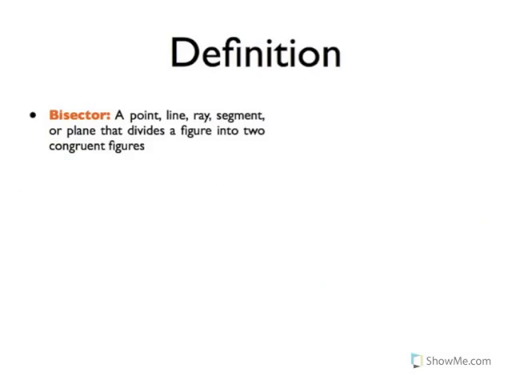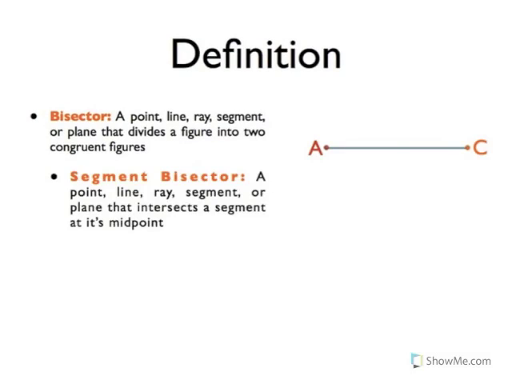And now let's talk about bisector. A bisector is a point, line, ray, segment, or plane that divides a figure into two congruent figures. There is no symbol for bisector, so we'll just use the word bisects or bisector. So a segment bisector is a point, a segment, a ray, or a line that intersects a segment at its midpoint. So notice that a segment's midpoint is also a bisector of the segment.